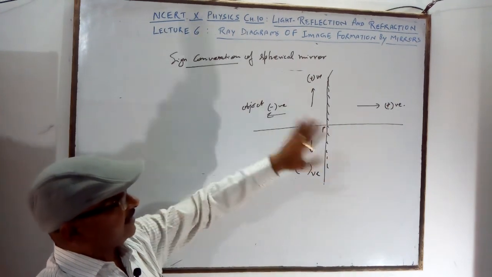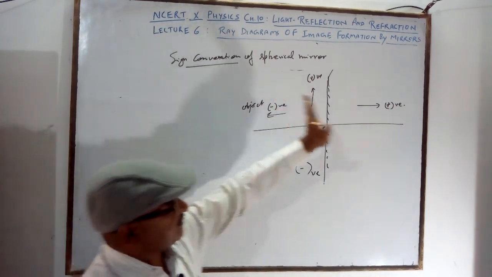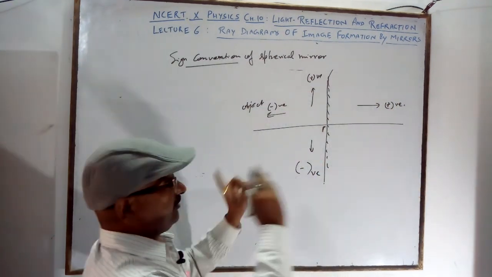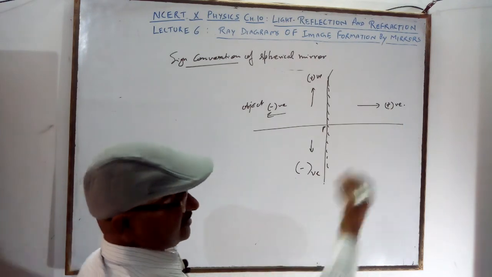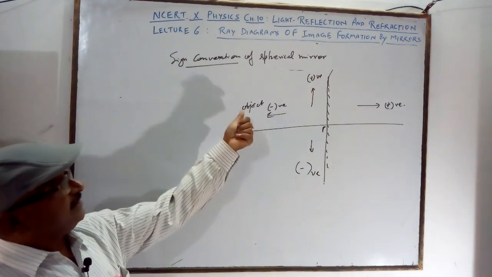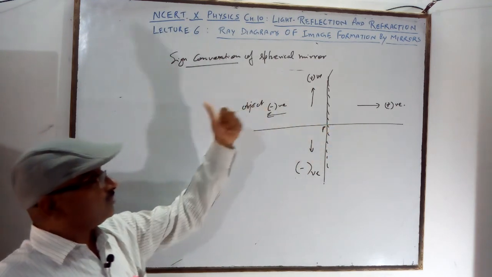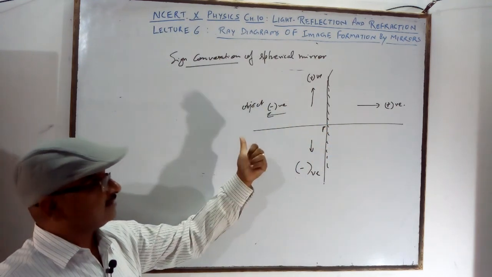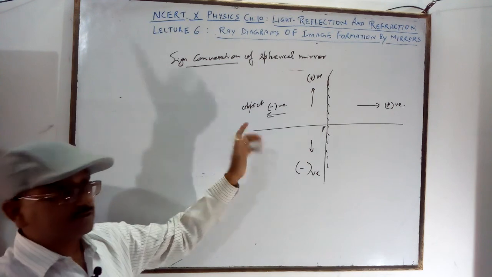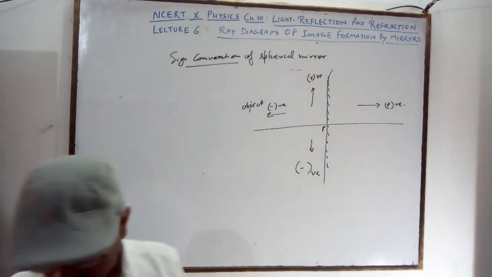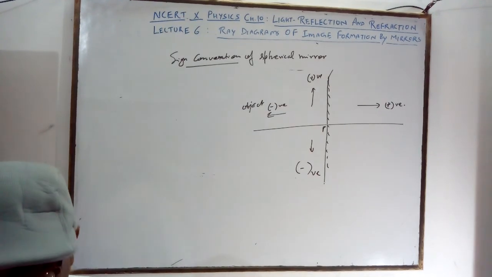And left side and right side: but the object is kept on this side, only this is the change. In coordinate geometry, the left is always negative and the right side is positive. But here it depends on the object. Distances measured from the pole towards the object, whichever side the object is placed, will all be negative. So this is a very important thing, the sign convention.